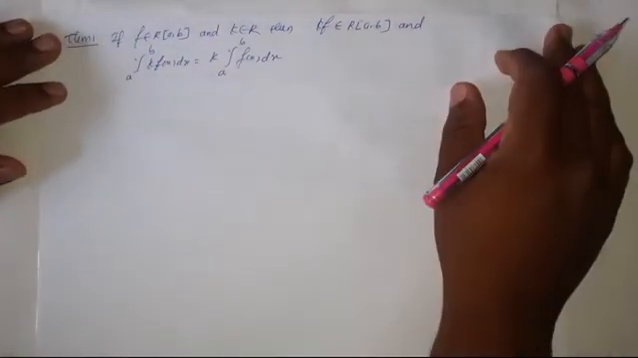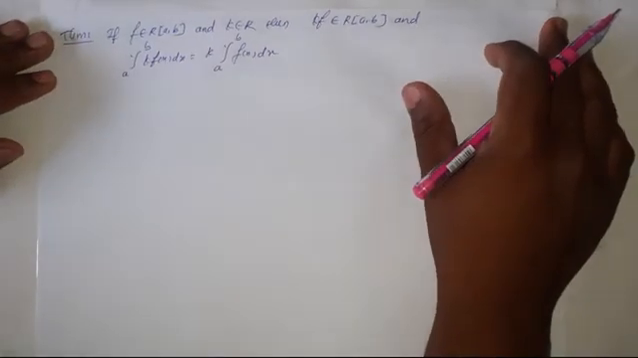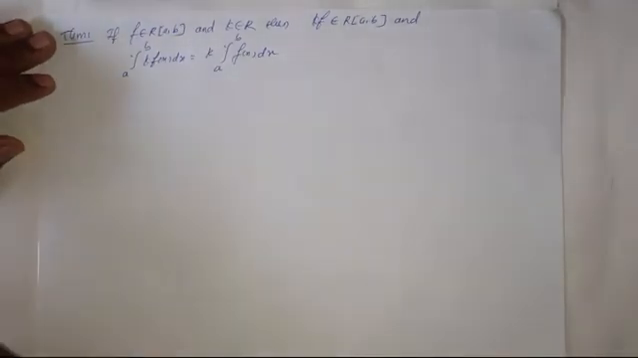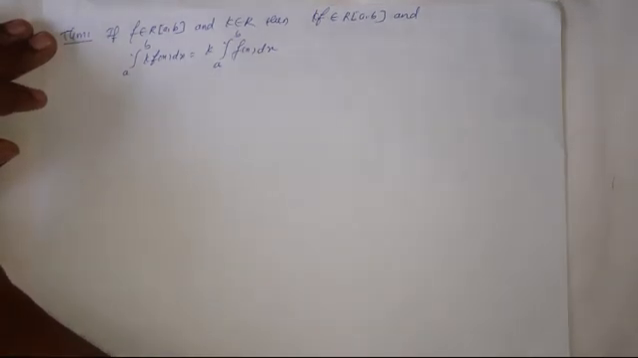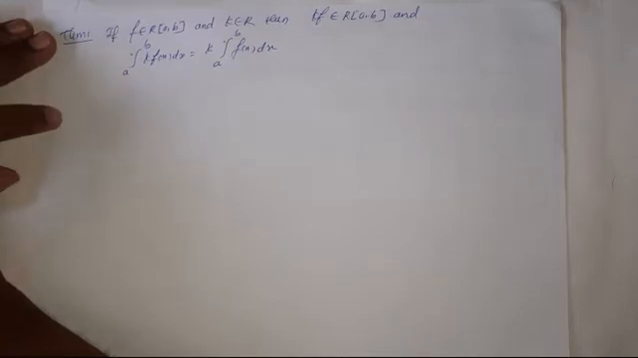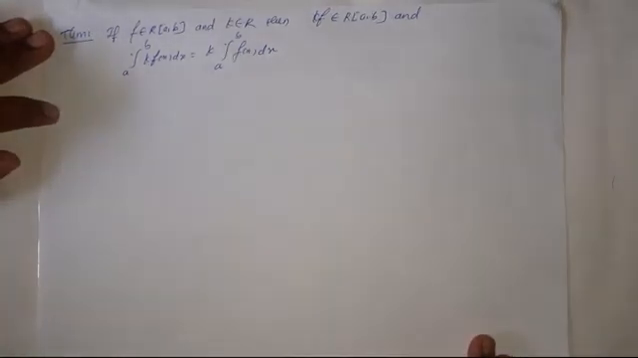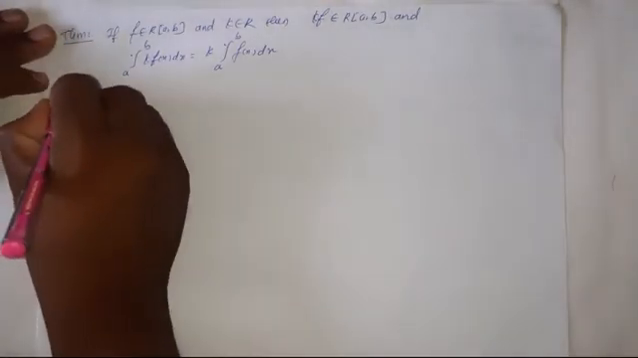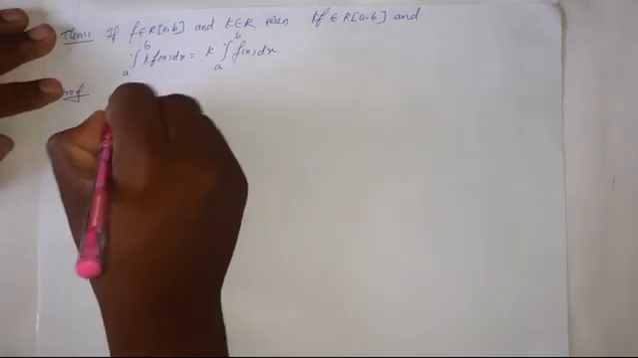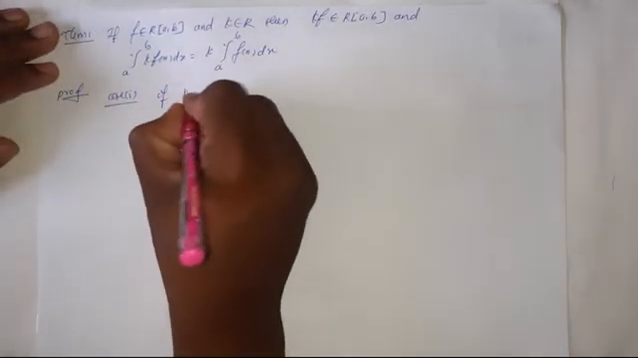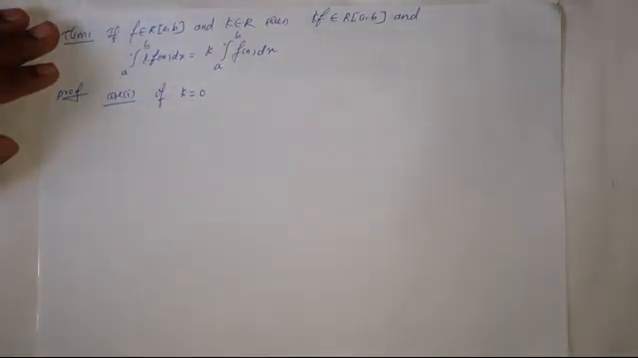Now, since k is a real number, there will be three possibilities for the value of k. The first one is k may be equal to 0, or k is positive, or k is negative. So therefore, we need to prove the theorem in three cases. So let us prove case 1, if k is equal to 0.